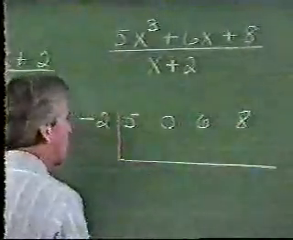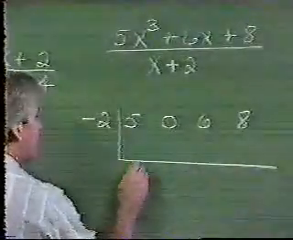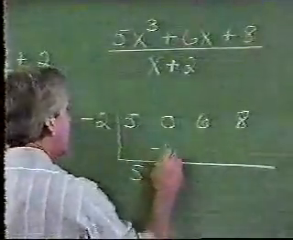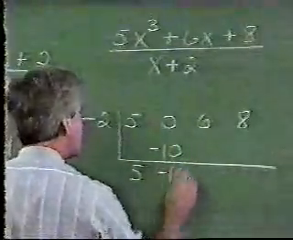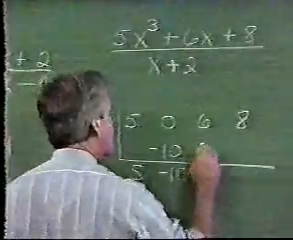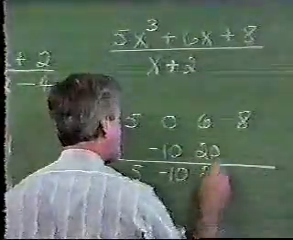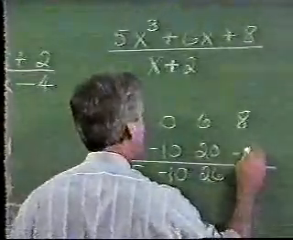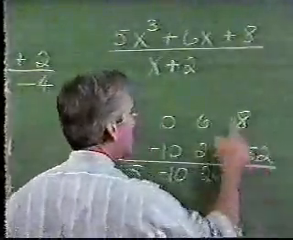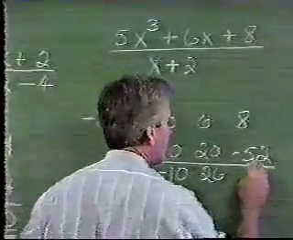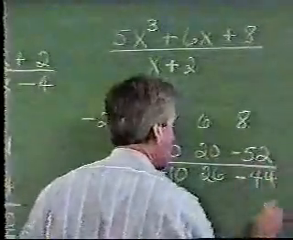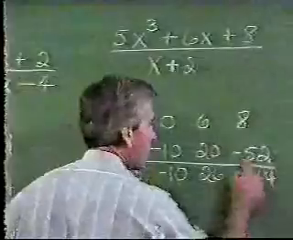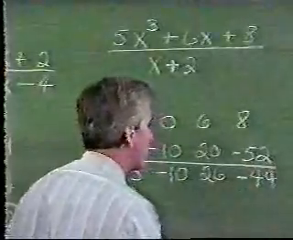All right, let's run through the process. Bring down the 5. Negative 2 times 5, negative 10. Together, negative 10. Negative 2 times negative 10, 20. Together, 26. Negative 2 times 26 is negative 52. Together, negative 44. Now, notice that we have a remainder in this particular problem.